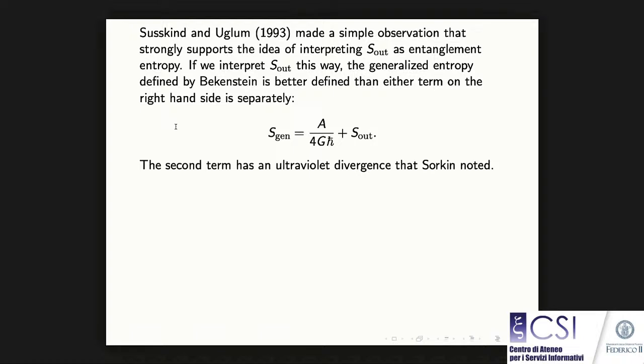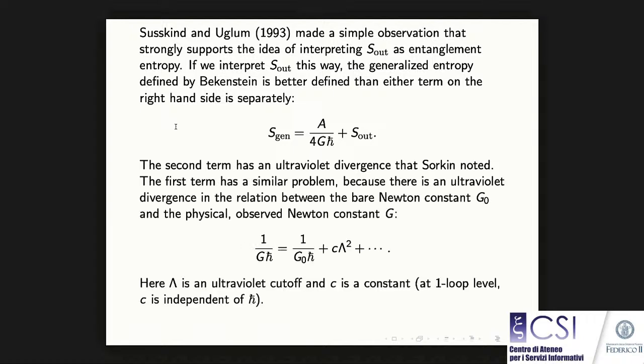The second term has the ultraviolet divergence that Sorkin noted. But Susskind and Uglum pointed out that there's really an ultraviolet divergence in the first term also. When Hawking wrote his famous paper on black hole evaporation, he didn't calculate loops that renormalized Newton's constant. So presumably Newton's constant in Hawking's paper was the bare Newton's constant, G0. But when Bekenstein wrote about generalized entropy, which was supposed to be a formula that holds in the real world, presumably he meant the observed physical Newton's constant G. And so you have to consider the relation between G and G0. That relation involves a renormalization, which at the one loop level looks like this, where C is a constant at one loop level.